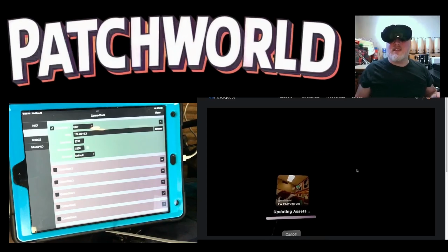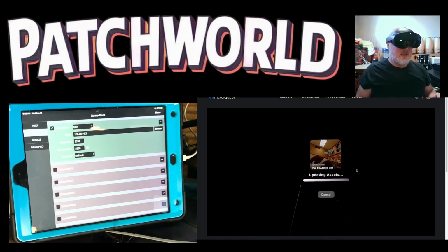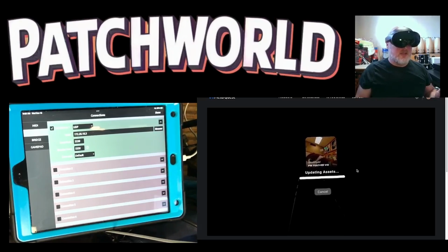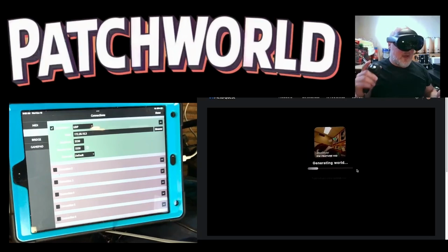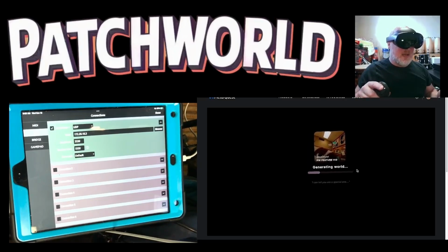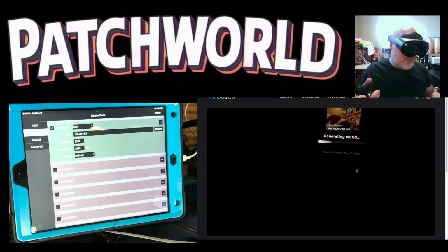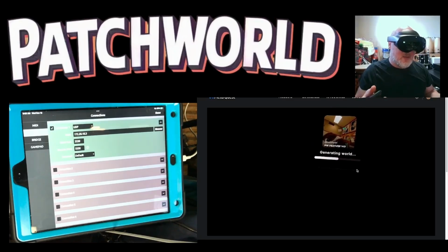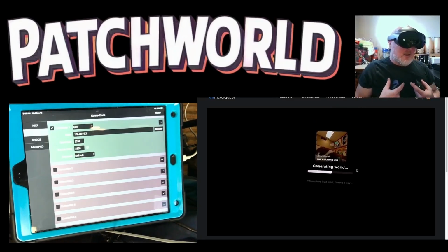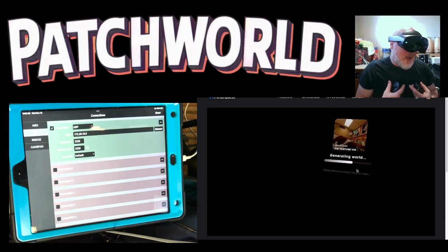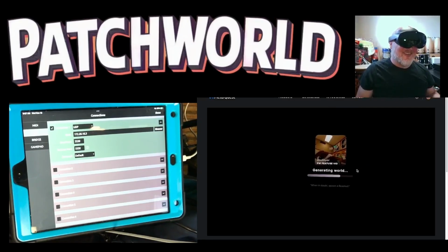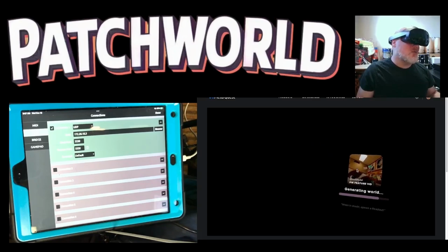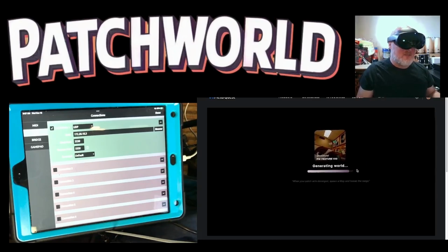And then it's going to tell you that it's updating assets. Once it's done, it's going to show you a world that I made that's based off of a world that Raz made in here. I think I simplified it a tiny bit, but I also messed with it so that it's a little bit more customized for my taste.